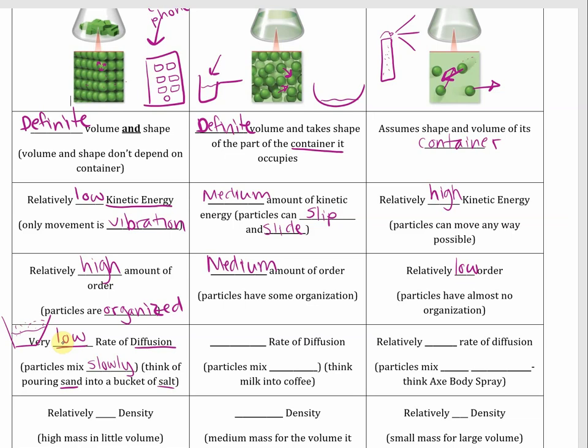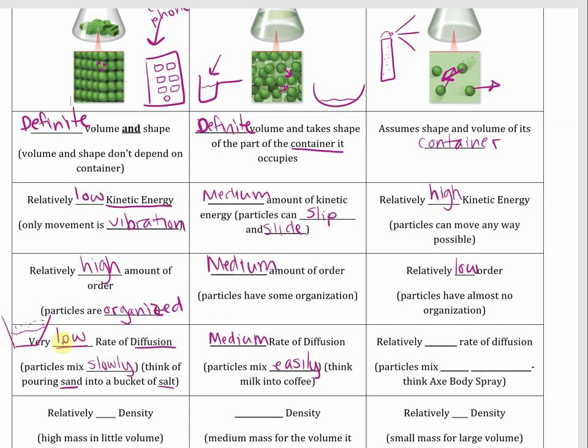Liquids, you might pick up a trend here, liquids have a medium, a moderate rate of diffusion. The particles mix easily, not super duper quickly, but pretty easily, a lot easier than your bucket of salt. So think of mixing milk into coffee, right? You take your cup of coffee and you pour some milk into it and it does that cloud swirling kind of thing, and it'll eventually mix itself up without you even having to touch it. Might take a minute, but it'll do it itself.